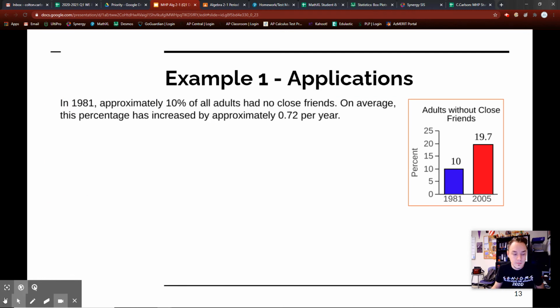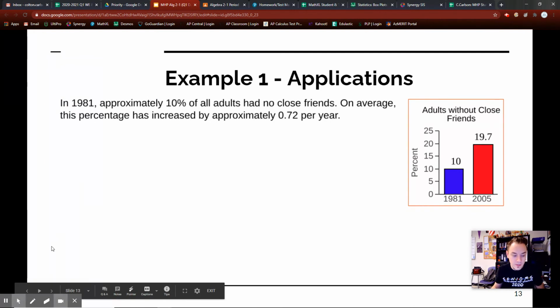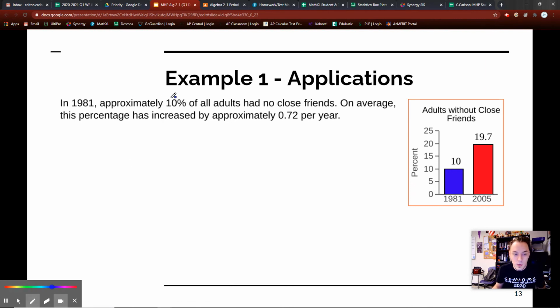All right. Okay, let's try to finish this first example. In 1981, approximately 10% of all adults had no close friends. That's pretty depressing, actually. On average, this percentage has increased by approximately 0.72 per year. I assume that's percent, but 0.72 per year. It's also extremely depressing.